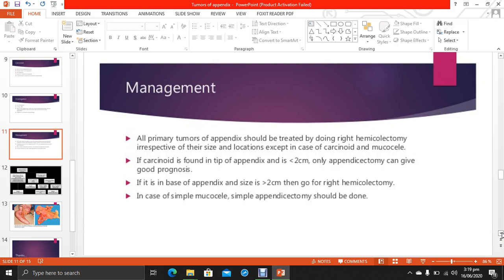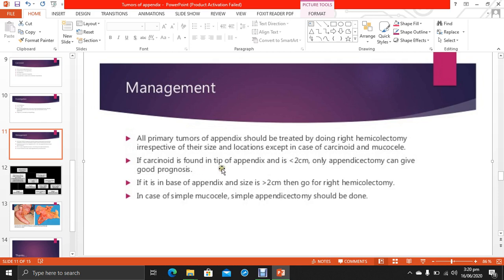About the further management, all primary tumors of the appendix should be treated by doing a right hemicolectomy. Only appendectomy will not be sufficient, irrespective of their size and location, except in case of carcinoid tumor and mucocele. If the mucocele is benign, then there is no need for right hemicolectomy. And carcinoid, I will tell you in another slide how to proceed.